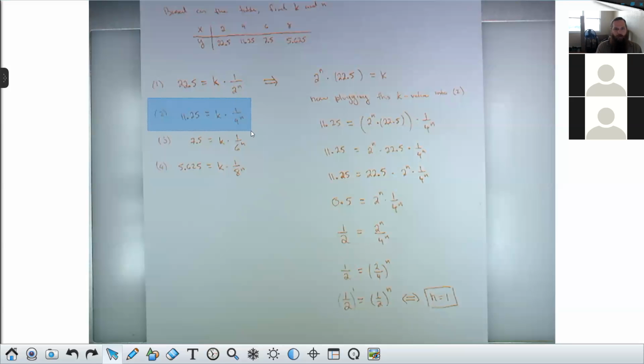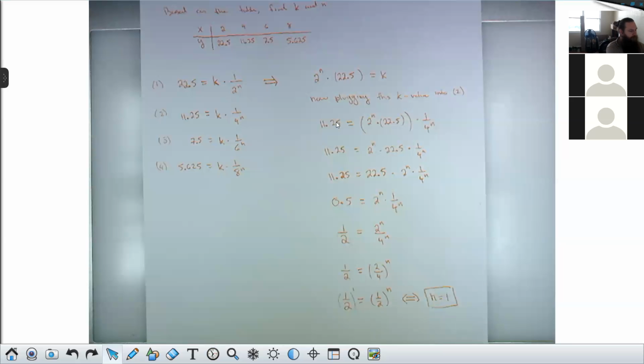The reason I chose this one is because I thought the 1 over 2 to the n and the 1 over 4 to the n would simplify nicely together, right? Like 2 and 4, they're both powers of 2. I wouldn't want to do it with this one because this guy has a factor of 3 that might make it a little bit trickier. So I chose the second one because it was the one that looked most similar to the first one. But yeah, you could have done it with any of them. It would have worked out the same.